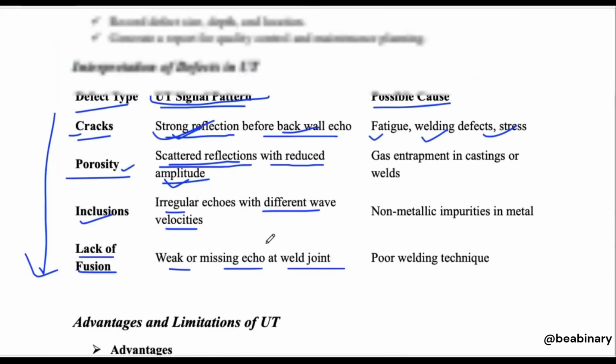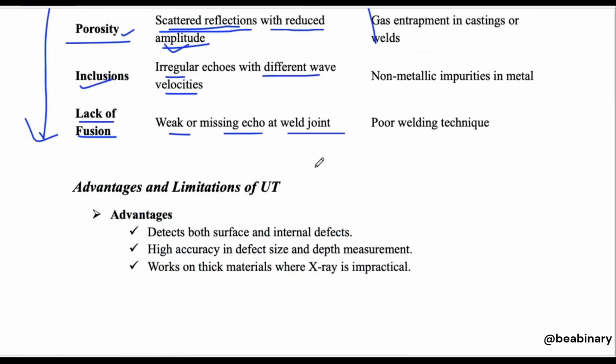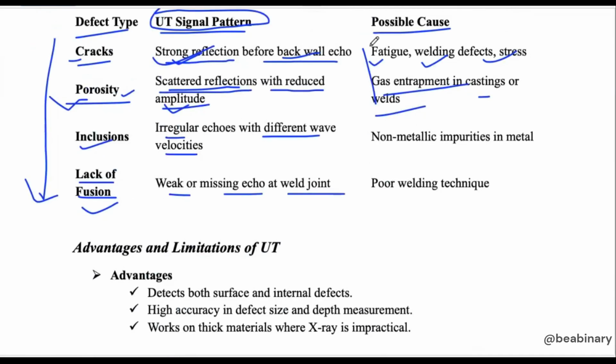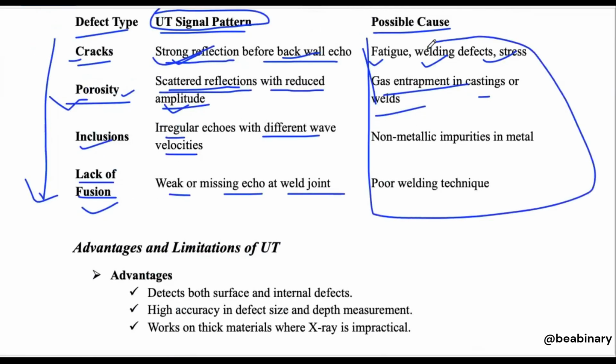Okay, these are just the causes, the reasons why such kinds of defects occur. Suppose we talk about porosity: it is gas entrapped in casting or welding. When we have casting, generally what happens is air, if air traps inside the material, then it will create porosity. So these are just causes in general. It has nothing to do with the signal patterns. It is just a cause.